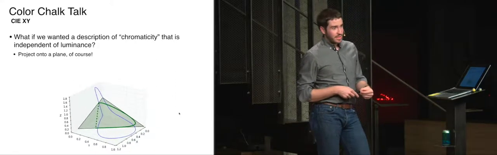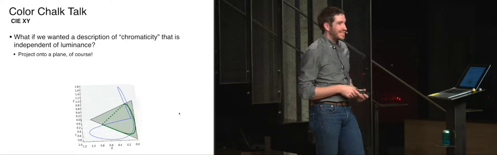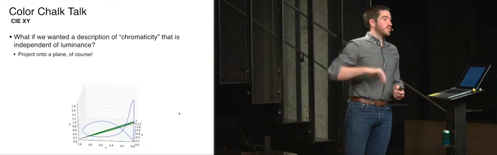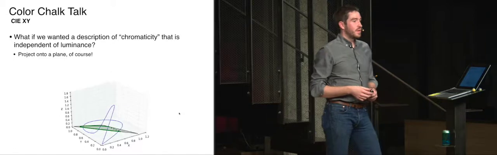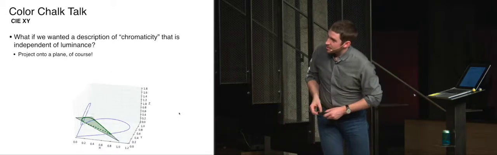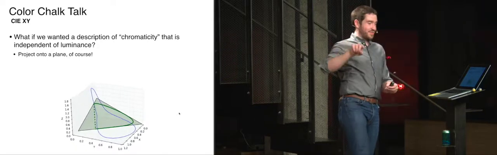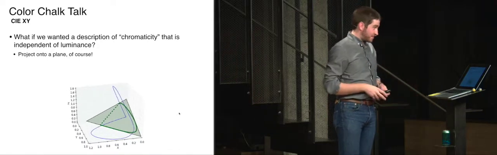This is the plane x equals y equals z equals 1, for those curious. It's just a plane 45 degrees sort of to the origin. And this is starting to look a little familiar to a couple of you, right? You see this fun little horseshoe shape filling in. Any of you have seen that before?